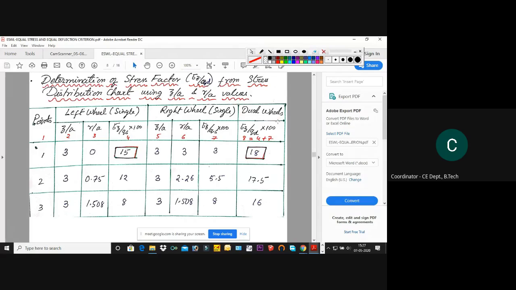And the last column will be for dual wheel. That means we have to add these two. This is for only the left wheel, this is only for the right wheel. So for both wheels, what will be the value? We have to add up. So 0.1, 0.2, 0.3, all values you put down, and just add them. Suppose for the left wheel at 0.1, sigma z by q came out to be 15, and for the right wheel at 0.1 it came out to be 3. So add 15 plus 3, 18. Similarly for the second point, 12 from the left wheel and 5.5 from the right wheel, add up and we will get this one. Clear?